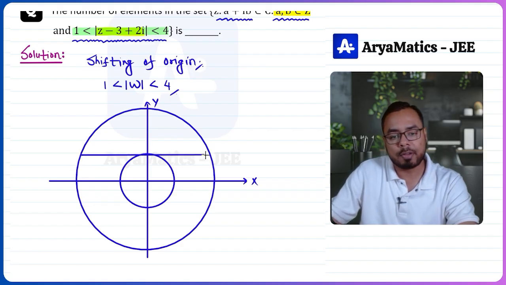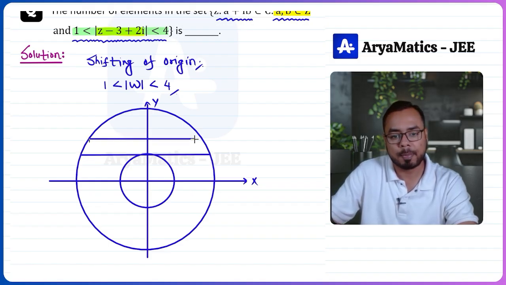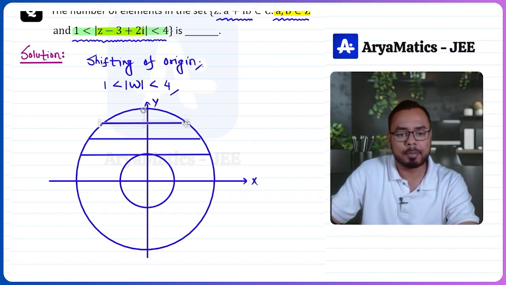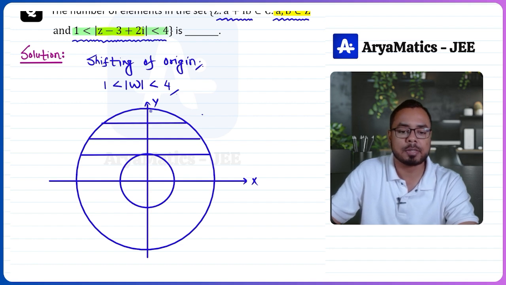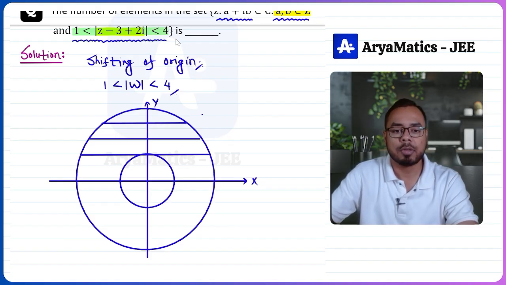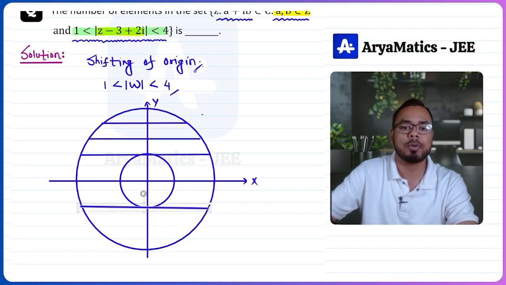Now, let us draw different lines. This is the y equals 1 line, the next line y equals 2 line, and another one y equals 3 line. The y equals 4 line will be just touching the circle at this point. So there will not be any points with integral coordinate here. And on the negative side also, the number of points will be the same, because the figure is symmetric about x.